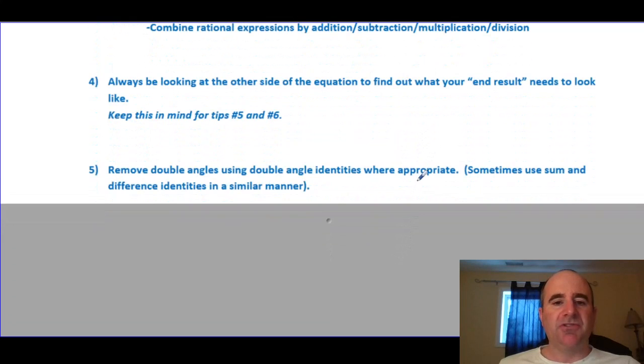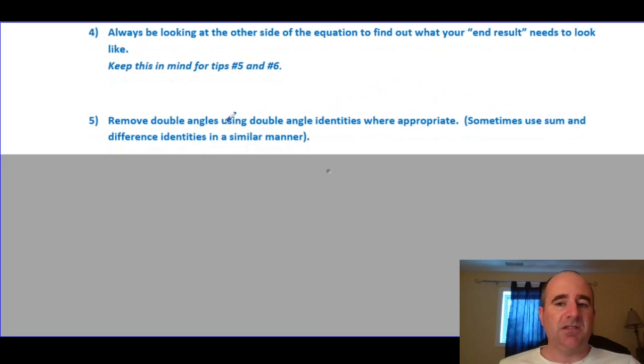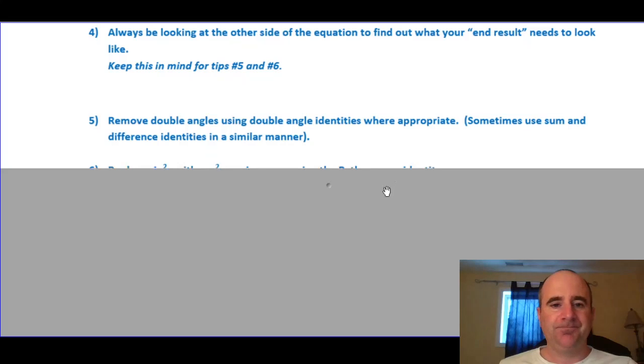Remove double angles using double angle identities where appropriate. So just like the example I showed you, I used a double angle identity because I saw no double angles on the other side of the equation. So that's how you get rid of them. And then sometimes you can use the sum and difference identities. Those could be involved in proofs as well.